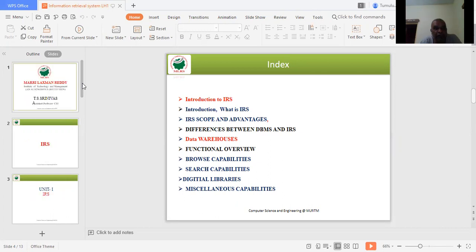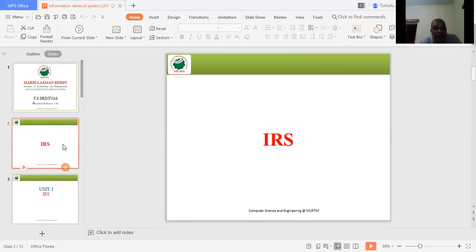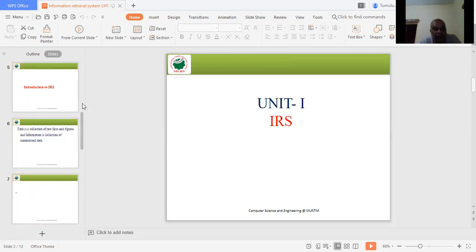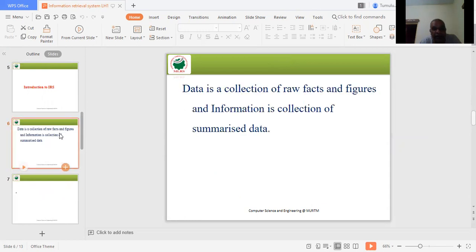What is the difference between data and information? Data is a collection of raw facts and images or figures, and information is a collection of summarized data. Let's understand these small differences between data and information.